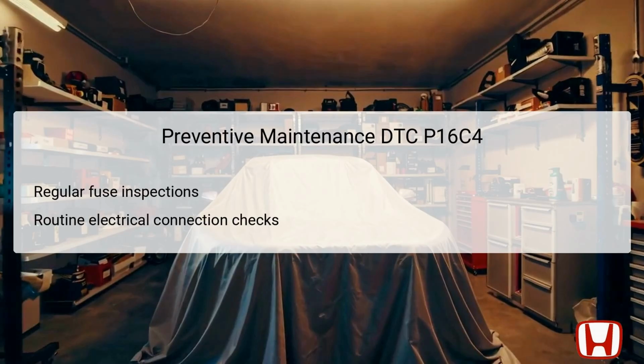Implementing a preventive maintenance routine can help avoid future occurrences of DTC P16C4 and related issues. Regular inspections of the number 14 ACM fuse and other critical fuses in the driver's under-dash fuse box can identify wear or damage before they escalate into more significant problems. Keeping an eye on electrical connections is also vital. Examining conditions where corrosion or looseness might occur can contribute to maintaining circuit integrity.